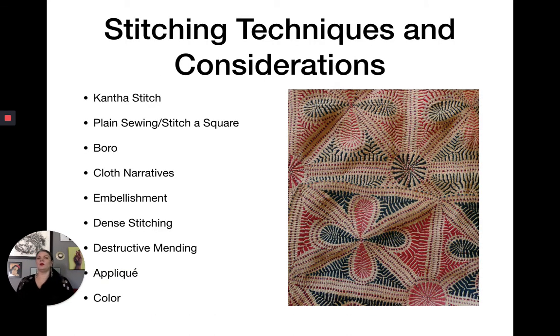Okay, so let's talk about some stitching techniques and considerations related to slow stitch. Cantha stitch, plain sewing or stitch a square, boro, cloth narratives, embellishment, dense stitching, destructive mending, appliqué and then color are the topics we're going to talk about next.